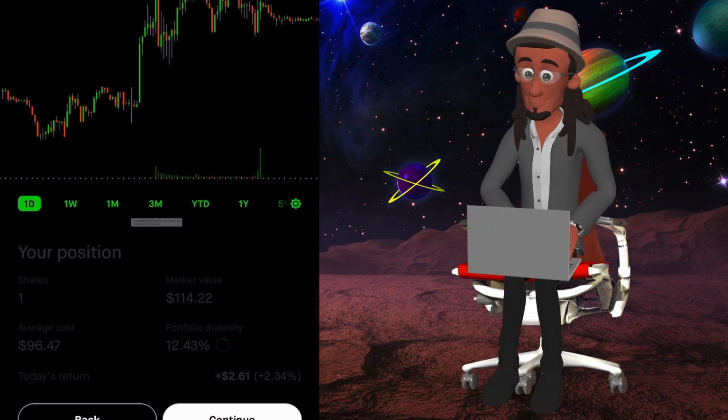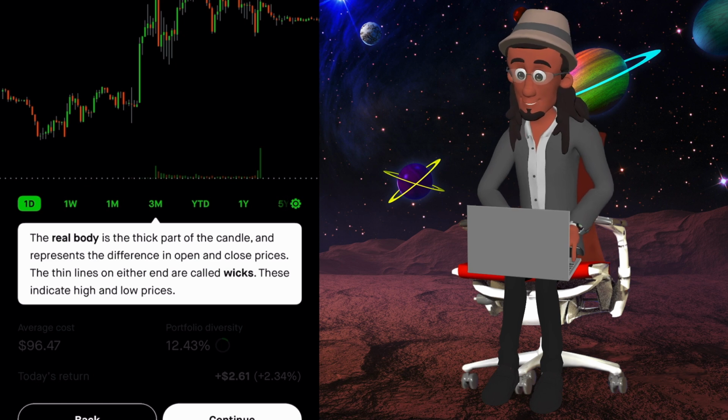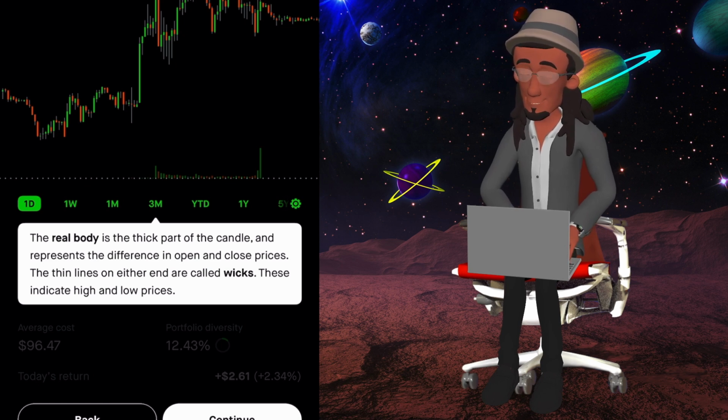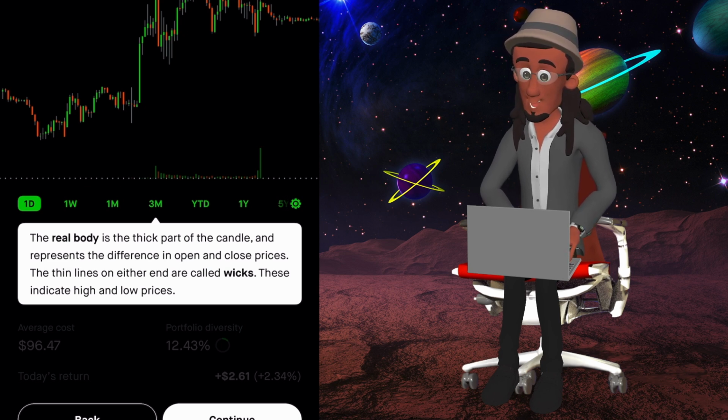The real body is the thick part of the candle. So think of a real candle. It represents the difference in open and close prices. That's what I just explained to you. The open is the bottom, the close is the top. The thin lines on either end are called wicks. These indicate high and low prices.